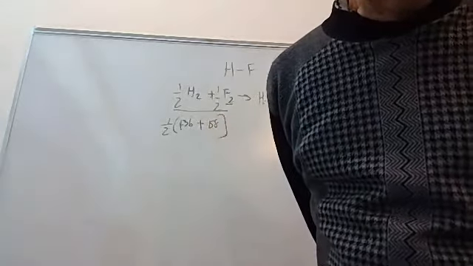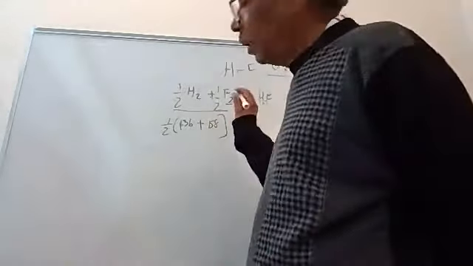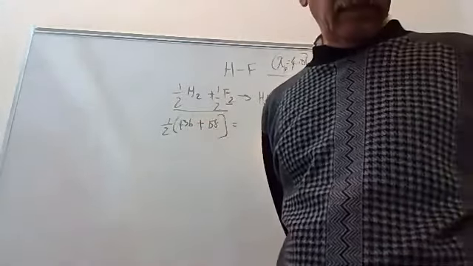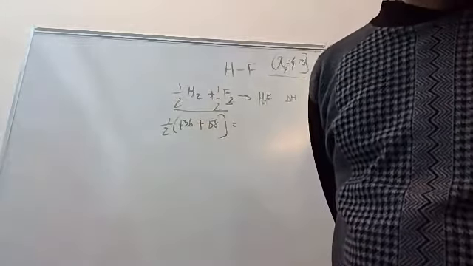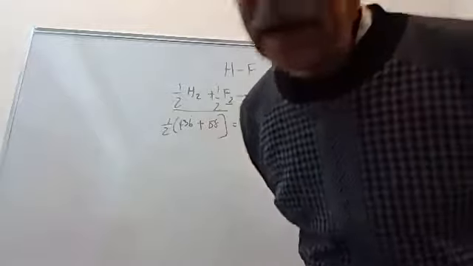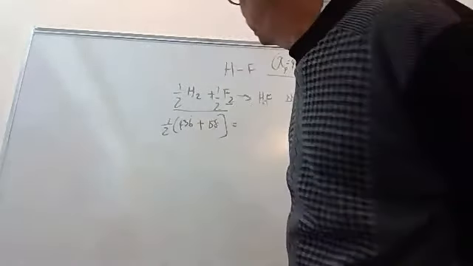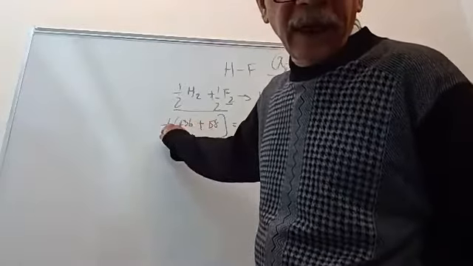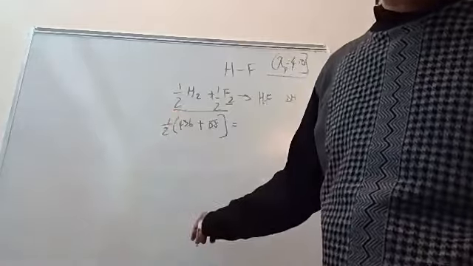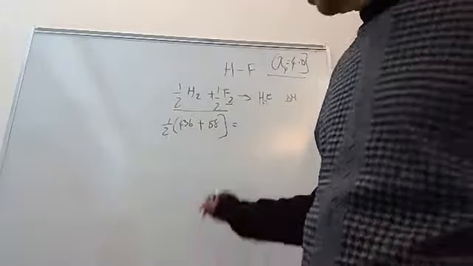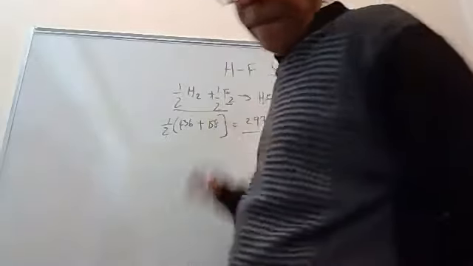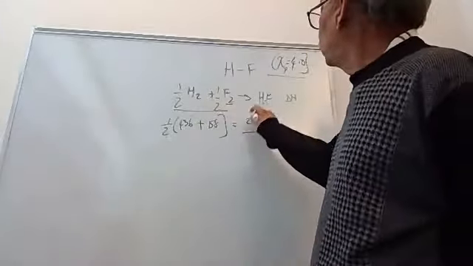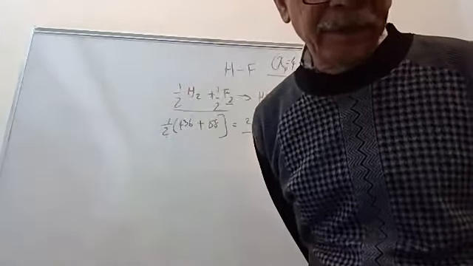Okay. So what is that value? Can anyone quickly calculate that? 594. 594 divided by 2, right? 1/2 of it. 297. Okay. So if everything is ideal, this should be the bond strength of HF.